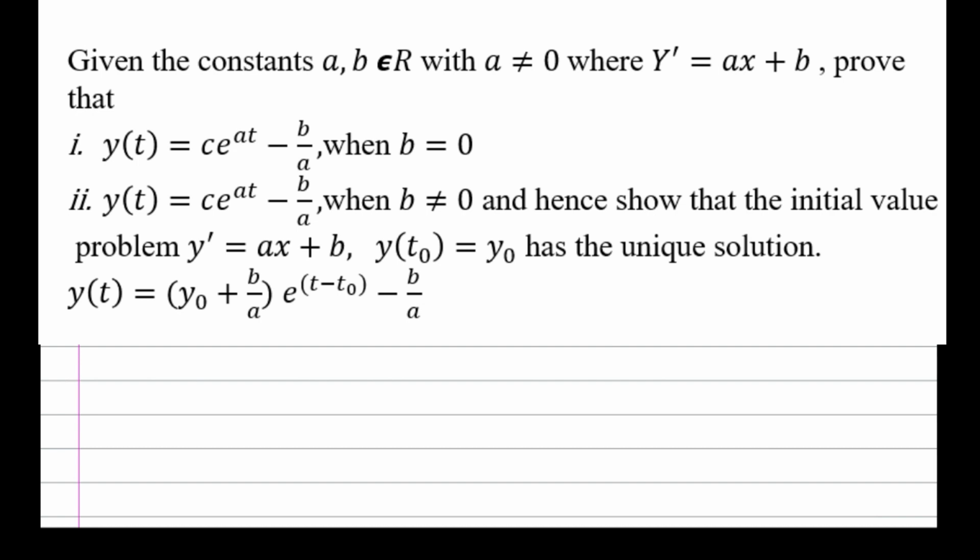And this is our first example. And we'll also look at when b is not equal to 0 rather. So first we'll look at when b is equal to 0, and then we prove the formula when b is not equal to 0. And then we will show that the initial value problem y prime is equal to ay plus b is giving us y of t naught is equal to y naught.